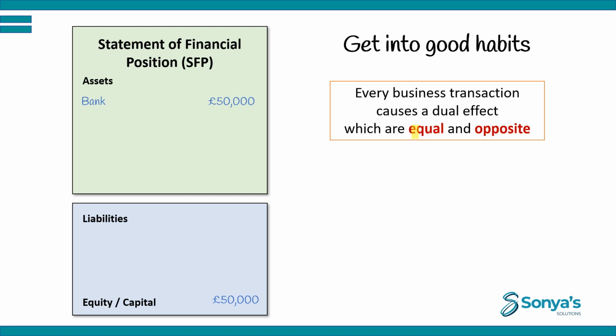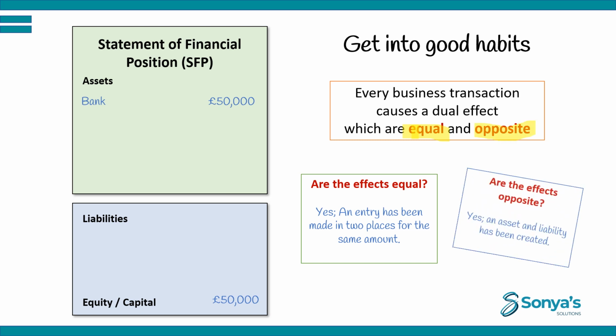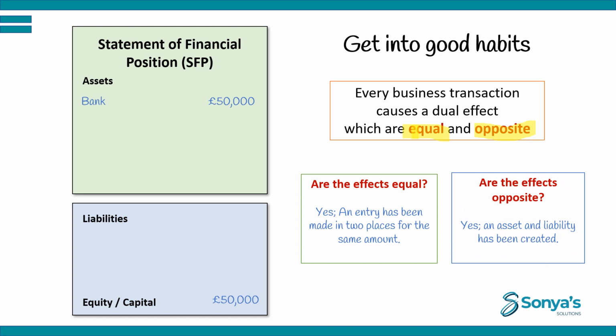We'll begin with questioning whether the effects of the transaction recorded from the previous question are equal. They are, as it's been recorded in two places, using the same amount. The effects are opposite. An asset and liability have been created. The business having cash is the opposite to having a financial obligation.